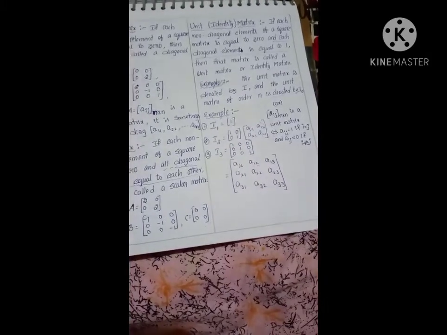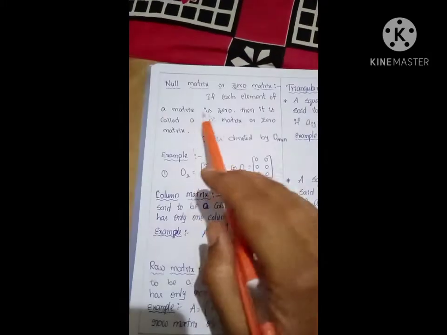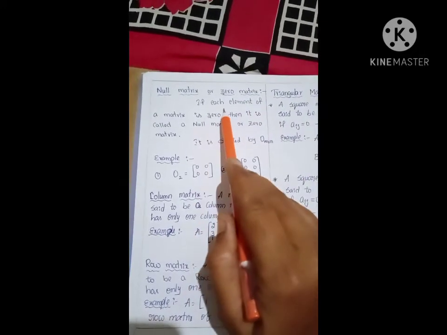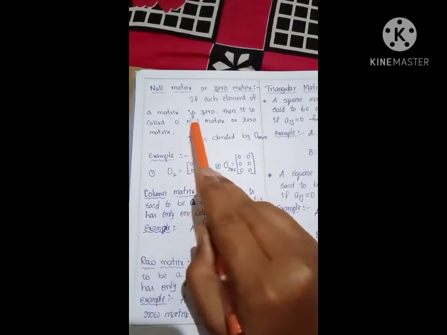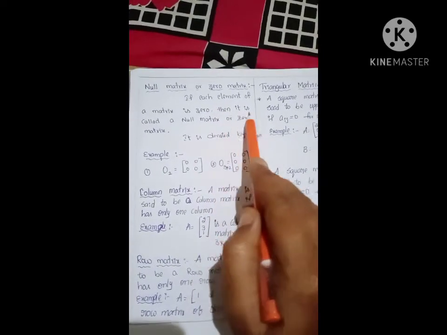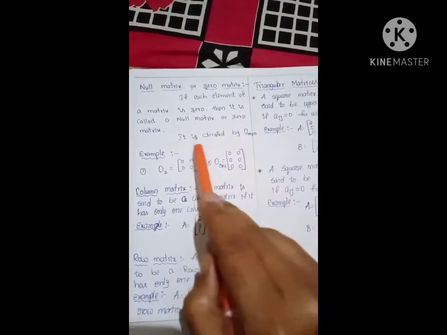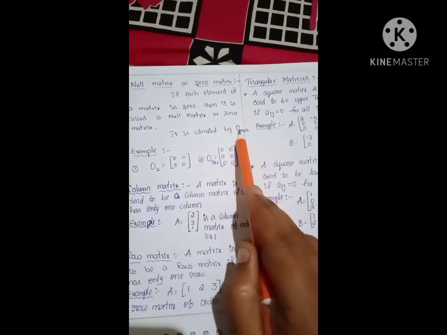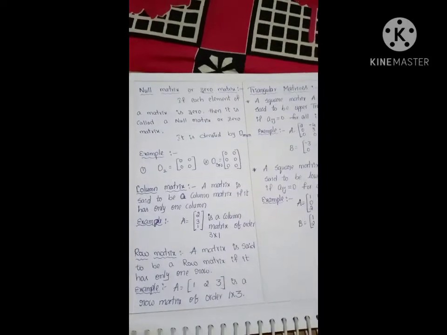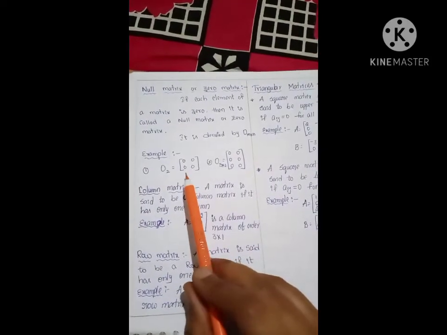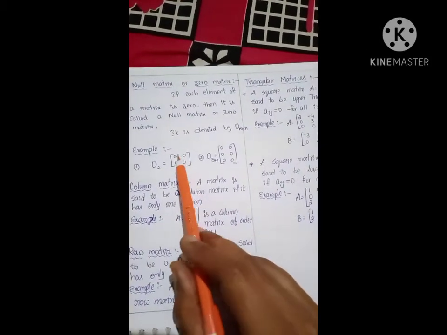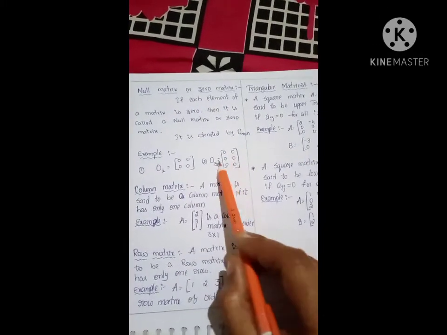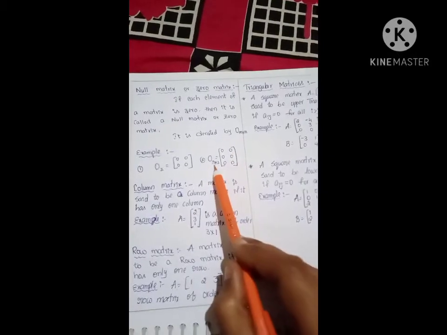Next, null matrix or zero matrix. If each element of a matrix is 0, then it is called a null matrix or zero matrix. It is denoted by O. This is not O, sorry, 0. Each element of a matrix is 0. Here 3 rows, 2 columns, so order is 3 by 2.